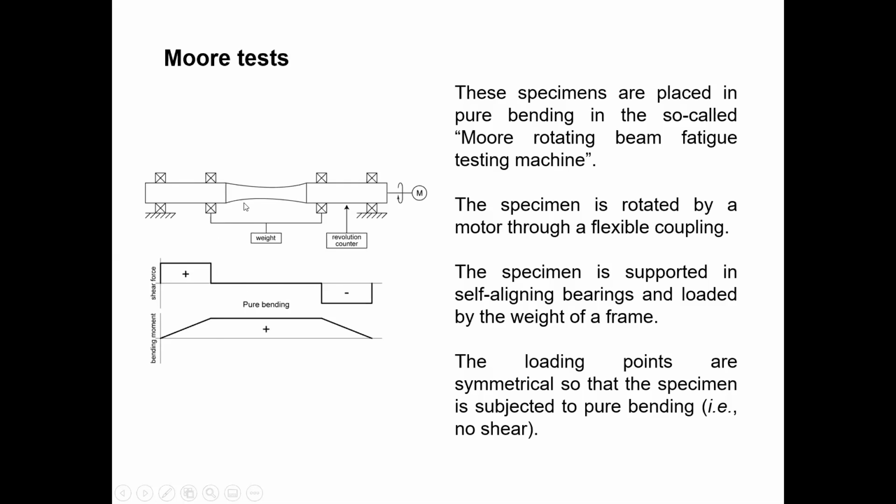I hope you know how to draw the shear force diagram and bending moment diagram. The bending moment until this point will increase, and here to here it will be constant. So that's why it's called fully reversed bending. This is only pure bending, no shear, no torsion. In the Moore test, we will use a fully reversed technique. Keep in mind that is very important.